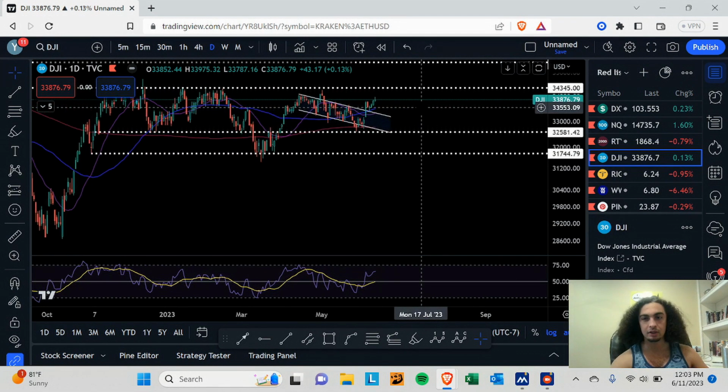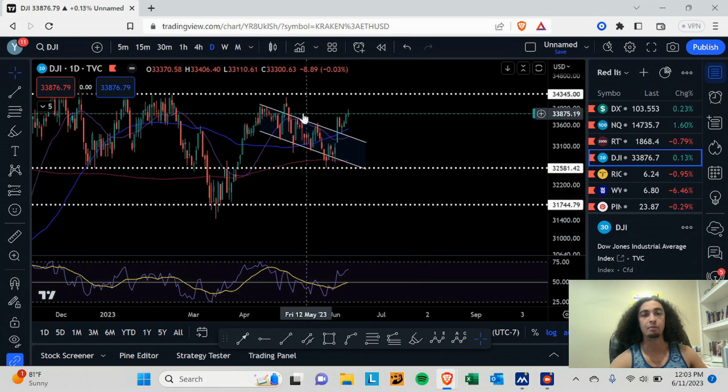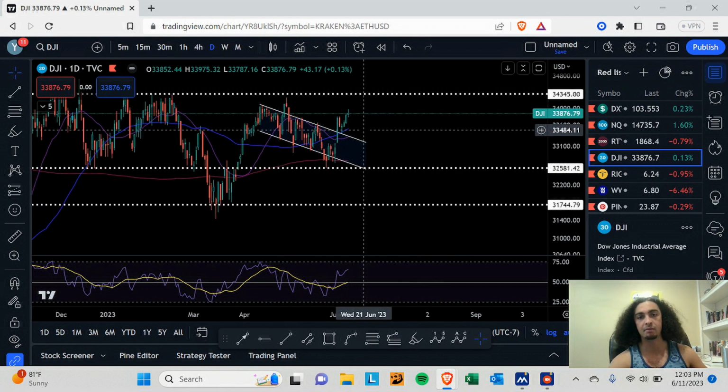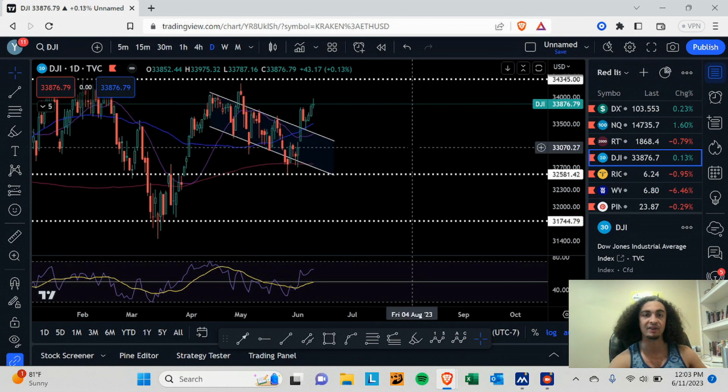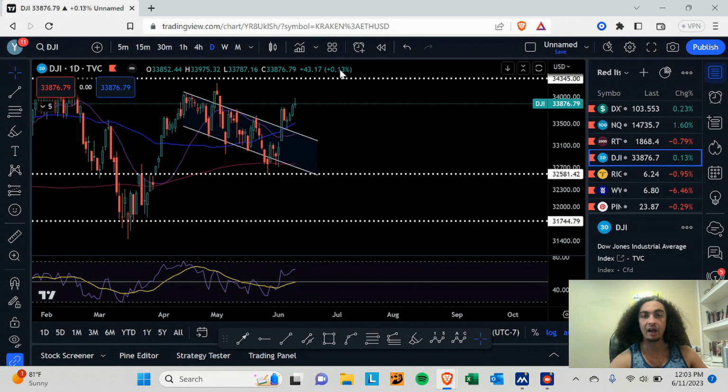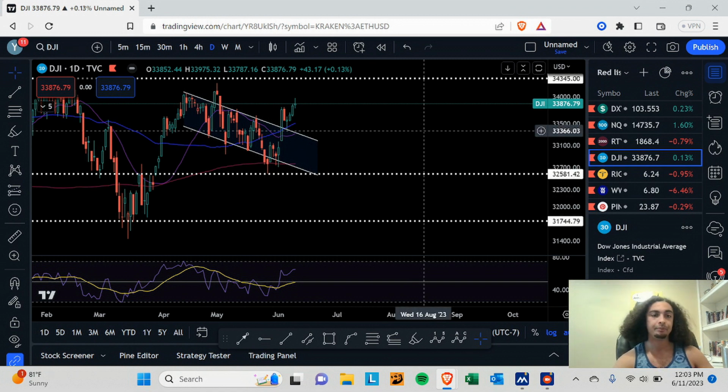I'm not sure that it's going to break through, at least on the first attempt. We might get kind of a false breakout and then maybe a retracement down to this 50-day moving average or the 20-day moving average. If it does just reject all the way back down, it might come back down to this 580 level. That is, of course, a possibility, but you know, you really can't tell.